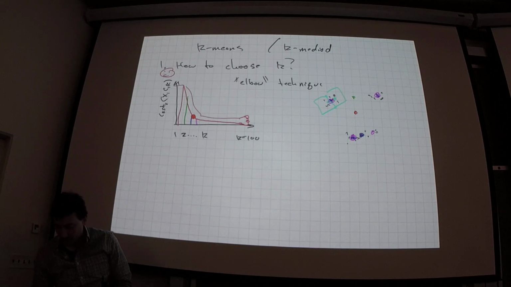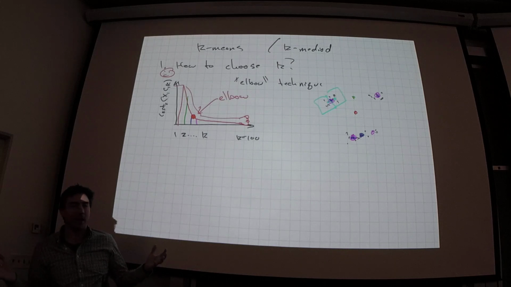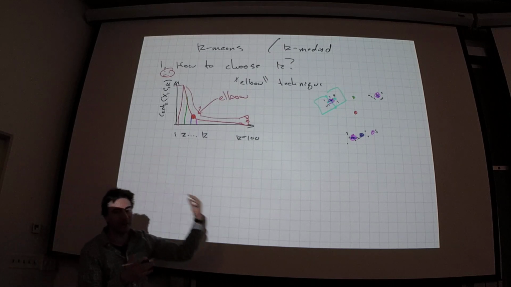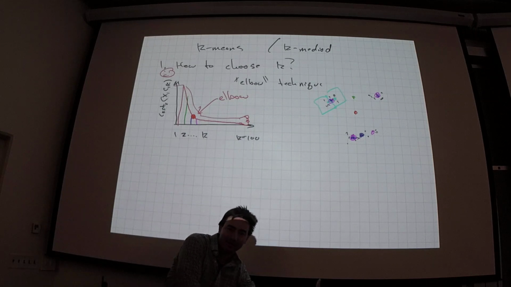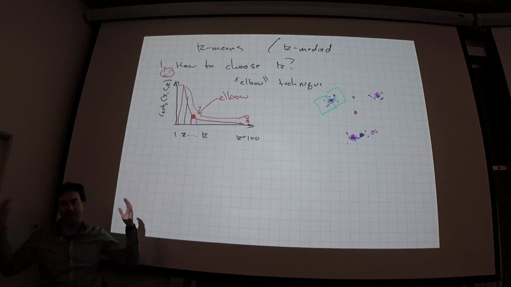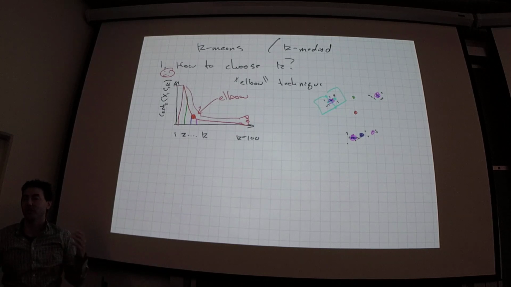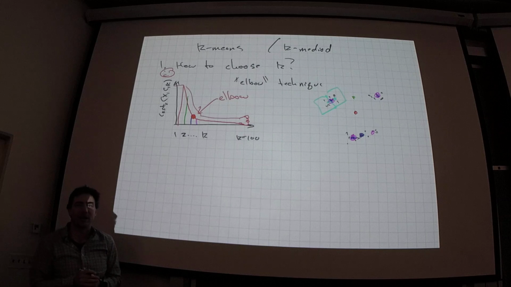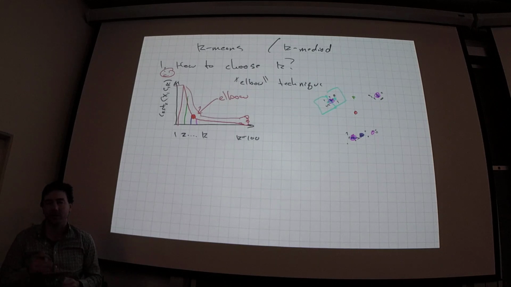Okay, and what's this right here? This is the elbow of the plot. Okay, and so if I can draw a plot that looks like an arm, I want to pick the elbow. So I want to pick the elbow of the plot, and that's why it's called the elbow technique.